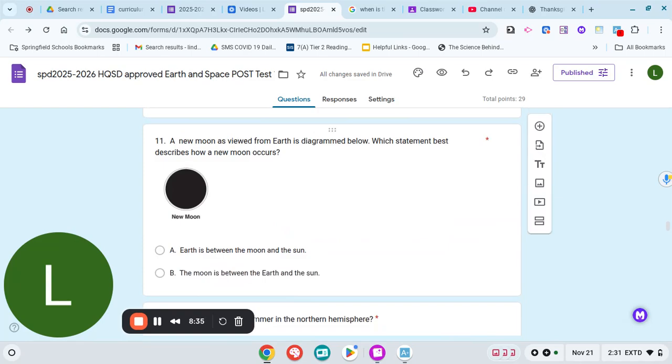11. A new moon, as viewed from Earth, is diagrammed below. Which statement best describes how a new moon occurs? A, Earth is between the moon and the sun. Or B, the moon is between the earth and the sun. So which one describes how a new moon occurs?